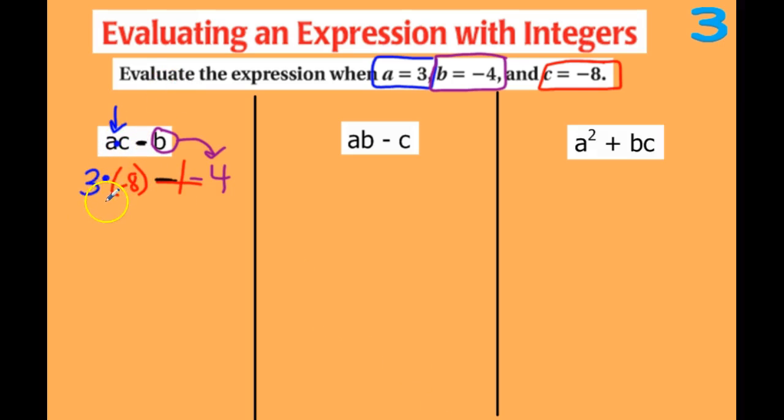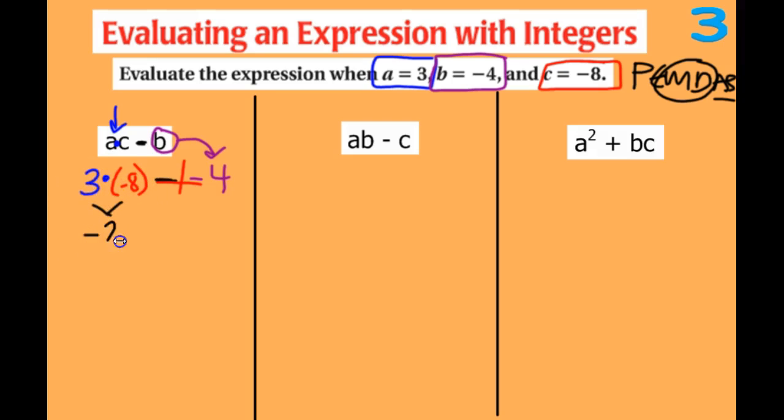So we need to work across from left to right. Later we will learn what's called the order of operations, which tells us that we need to do multiplication and division before we can add and subtract. So our multiplication comes first. Grumpy and Happy, they don't get along.